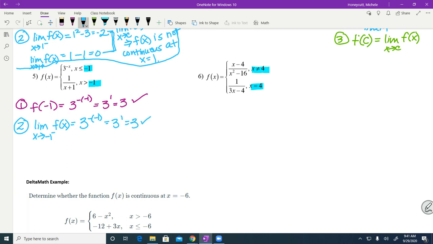Okay, now let's check the limit as x approaches -1 from the right of f of x. So this time I need to think about x values that approach -1 from the right. So that looks like it's the bottom formula. So I'm going to substitute -1 in for x right here. 1 over 1 plus 1, which is 1/2. And so I did get a number that exists, but are these two numbers the same? No, these are not the same.